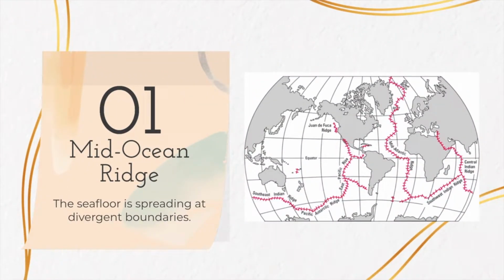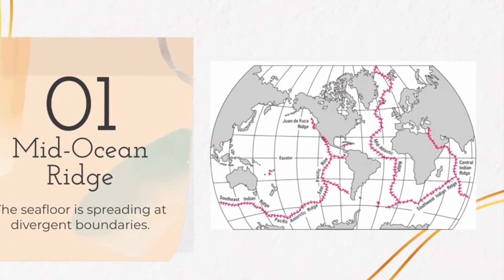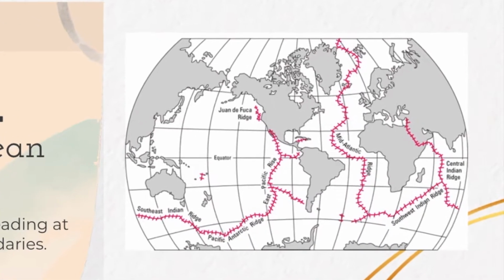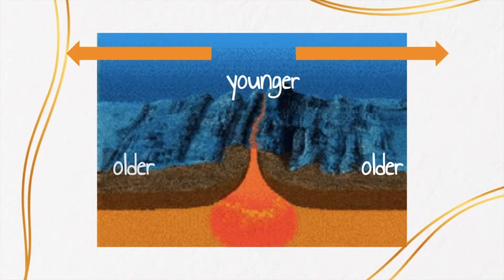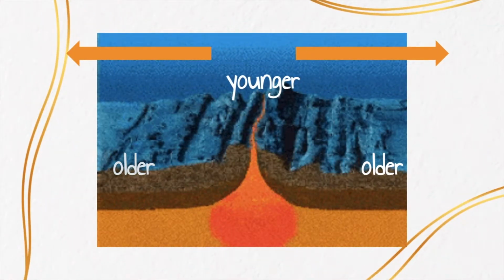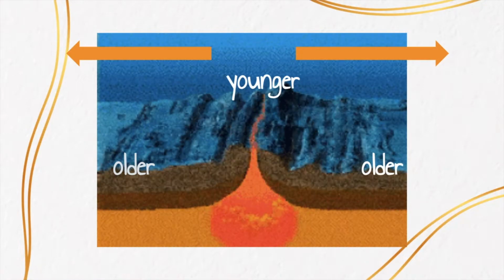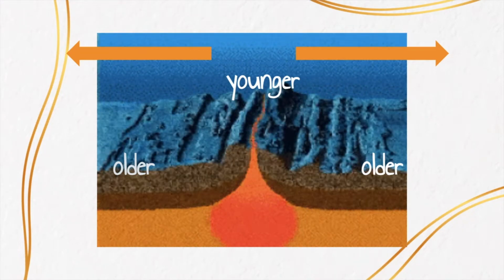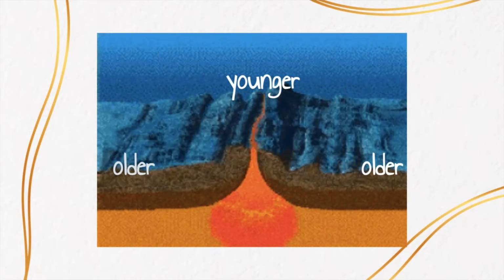First off, the mid-ocean ridge. The seafloor is spreading at divergent boundaries as those plates move apart. The map on the right-hand side of your screen shows different boundaries between plates where we see divergent boundaries. We see the older land going toward the side and the younger being in the middle, the new lava coming up from the mantle. These 2 plates are moving apart.